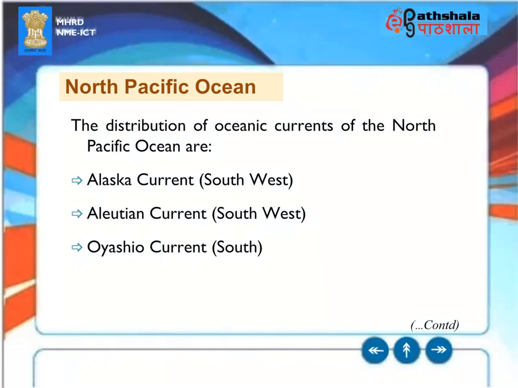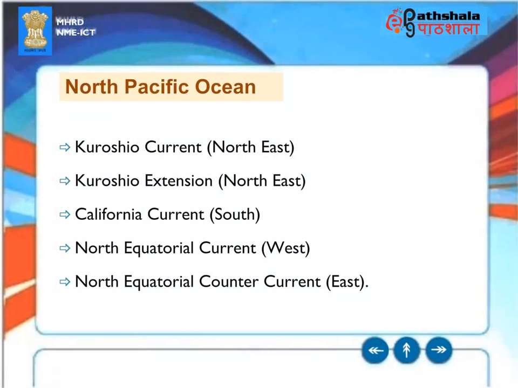North Pacific Ocean. The distribution of oceanic currents of the North Pacific Ocean are Alaska current southwest, Aleutian current southwest, Oyashio current south, Kuroshio current northeast, Kuroshio extension northeast, California current south, North Equatorial current west, North Equatorial countercurrent east.